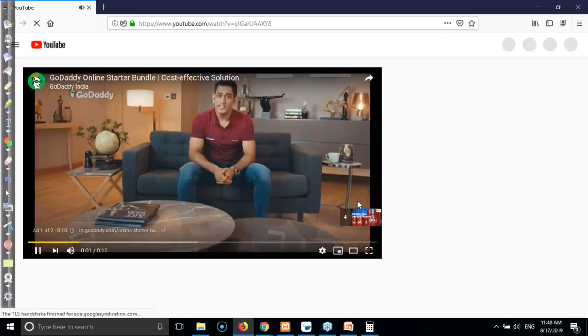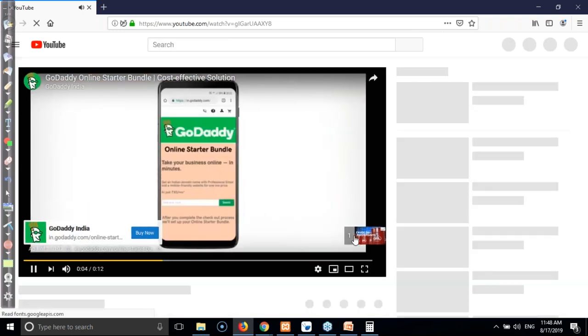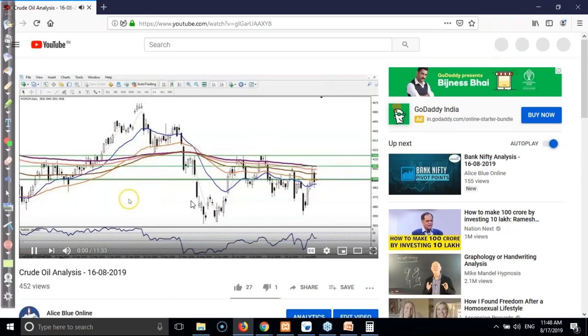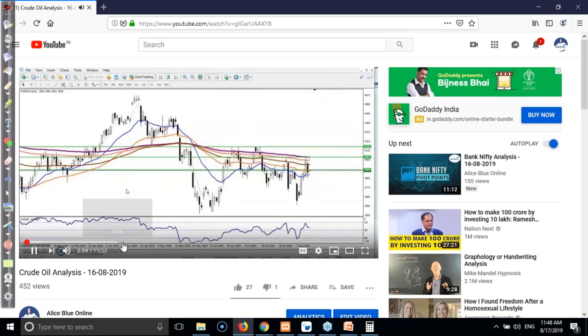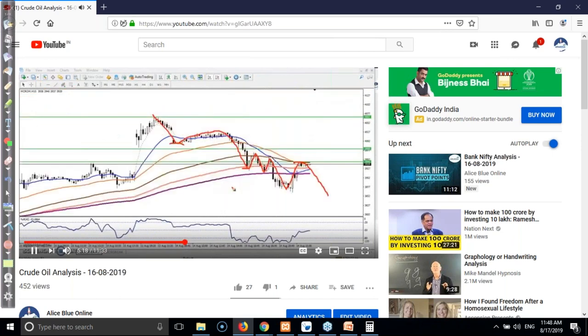So this is yesterday's crude oil. So I posted here. This is crude oil, right? You can see here, this is crude oil for 15 minutes. Here you can see, right? Have you seen this one?